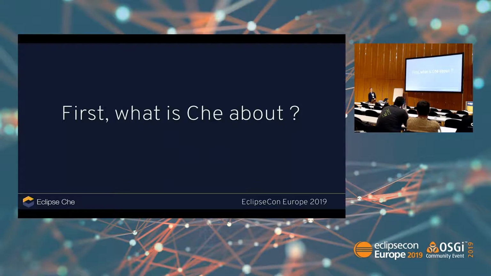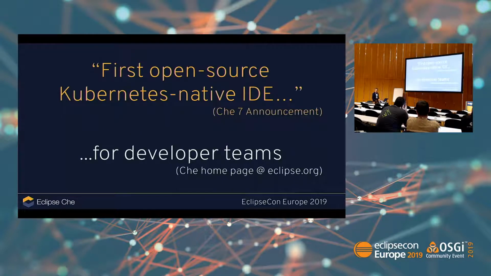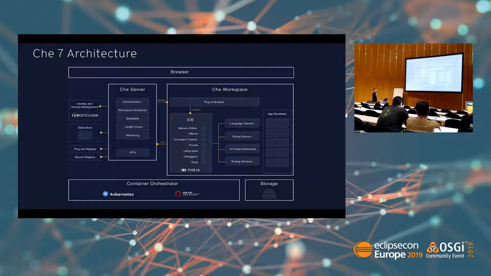But first, maybe just a quick explanation about what Che is about. I think probably most of you already know. It was announced by Eclipse as the first open source Kubernetes native IDE, and also other aspects for developer teams in the homepage. If you want more information, you would be able to attend other talks.